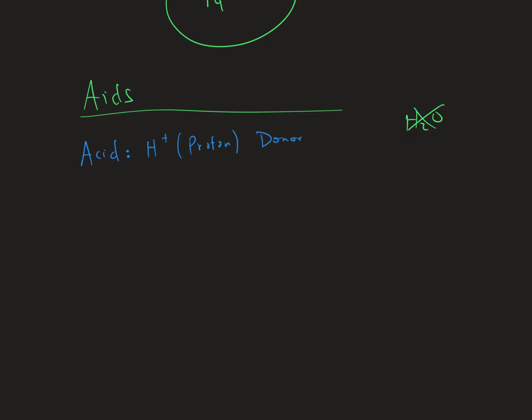So an acid is any ionic compound, let me just write it in easier terms, an ionic compound with H plus as the cation. So for example, we have HCl, we have H2SO4. That H is the cation. We good?